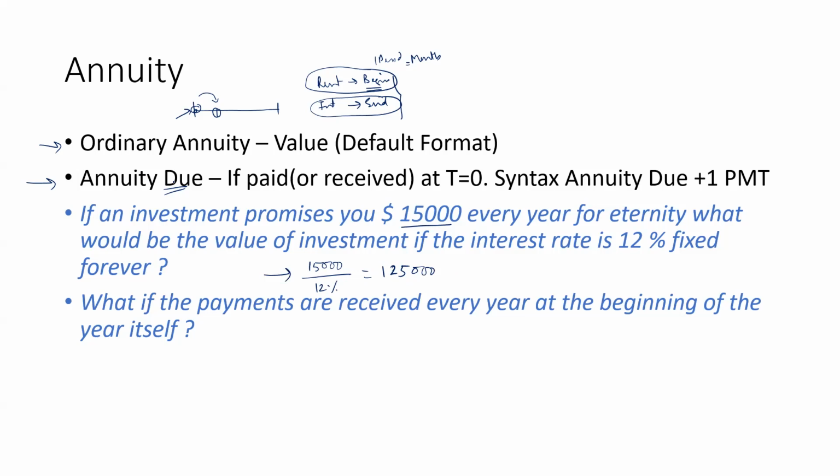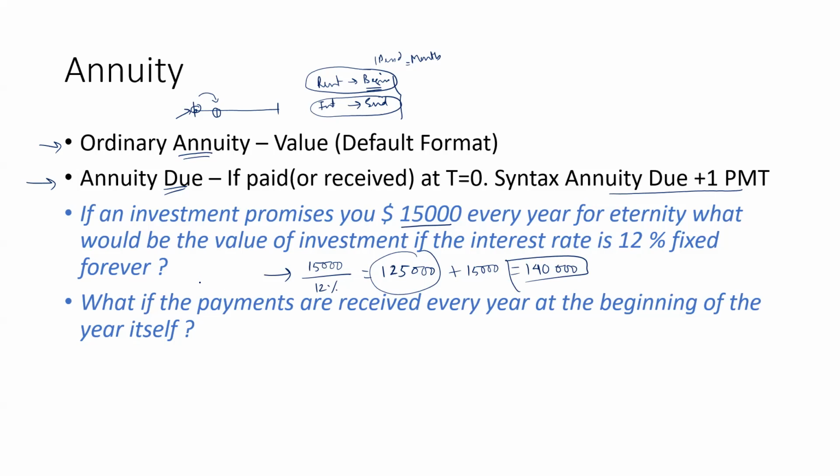This is where we're talking about an ordinary annuity. But if this 15,000 is received at the beginning of the year itself, we calculate the ordinary annuity and add one more PMT. So one more PMT means we add 15,000 here, which gives 140,000. What does this mean? We are talking about an investment that pays me at the rate of 12% forever. The value of that investment happens to be 125,000.